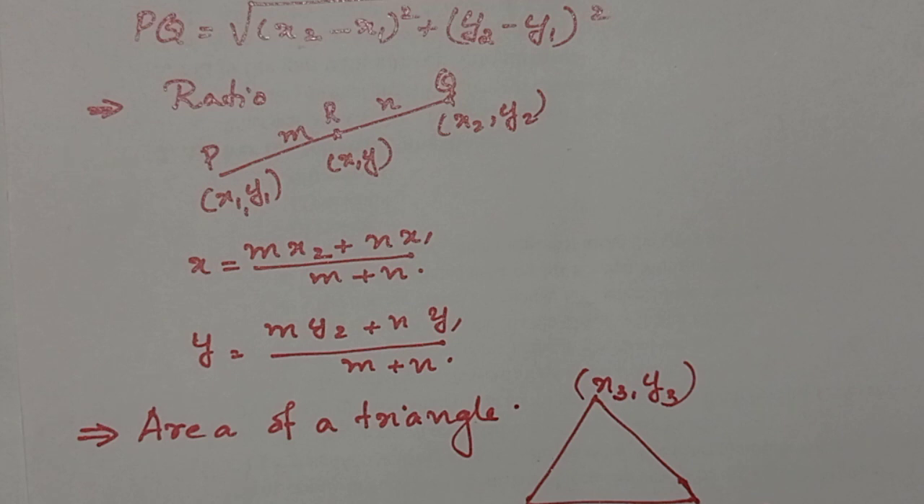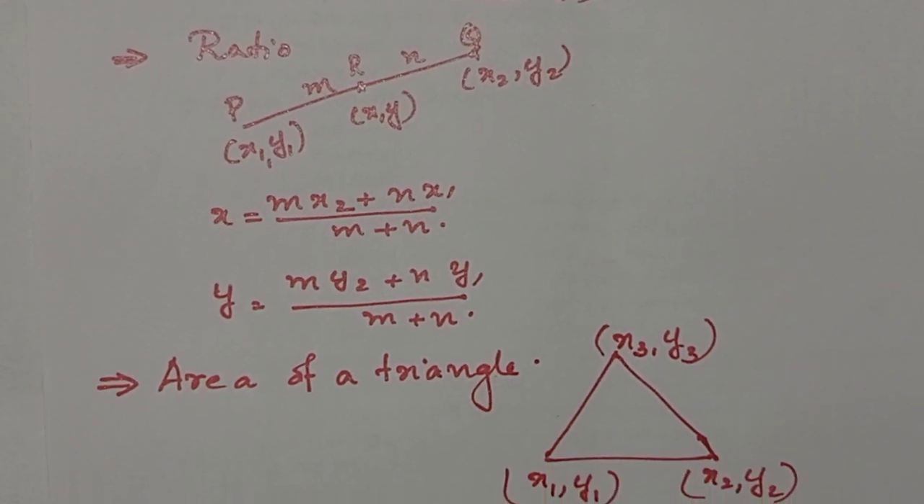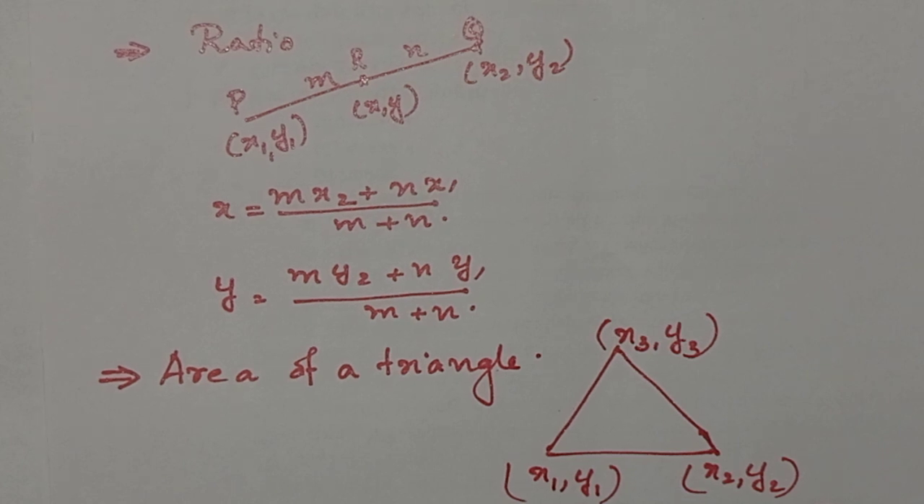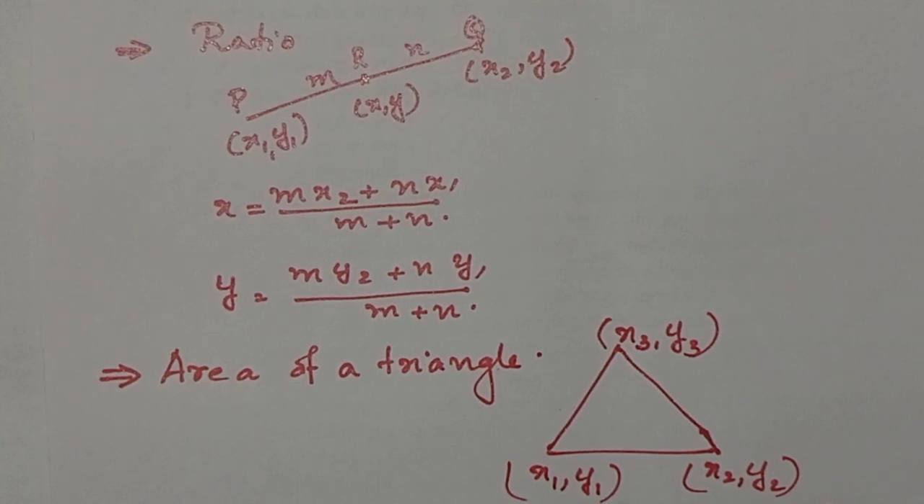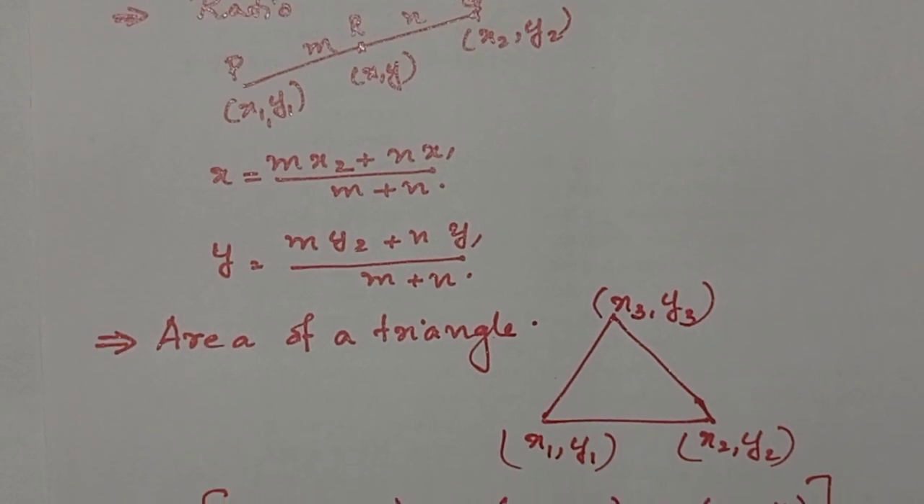Next one is the section formula. The coordinates of the point P(x, y) which divides the line segment joining the points A(x1, y1) and B(x2, y2) internally in the ratio m1 is to m2: the x coordinate is equal to (m x2 plus n x1) divided by (m plus n), and the y coordinate is equal to (m y2 plus n y1) divided by (m plus n). The line is divided in the ratio m is to n.